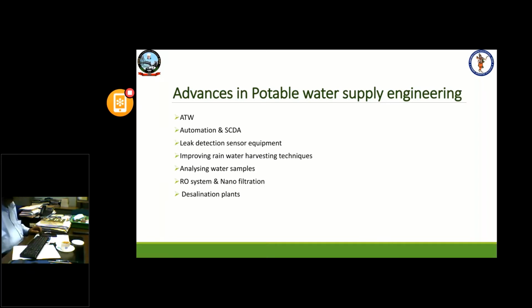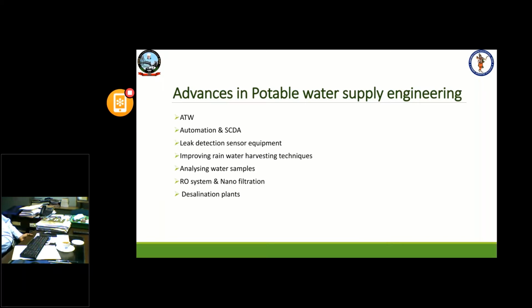One more thing is the leak detection sensor equipment. 30 to 40% of water is wasted in the water supply lines. Once the water treatment has happened, the treated water is distributed to the consumer through a transmission line and a distribution line. When passing several kilometers from the water treatment plant, this water leaks through pipes.